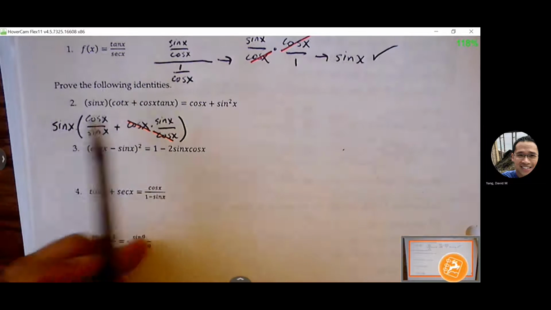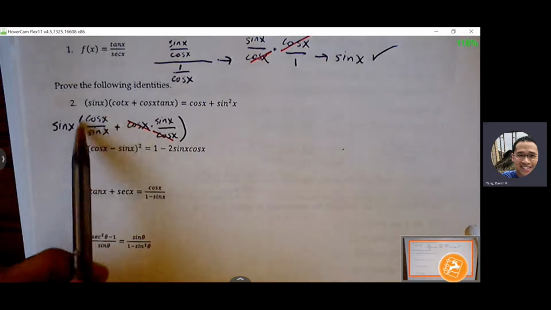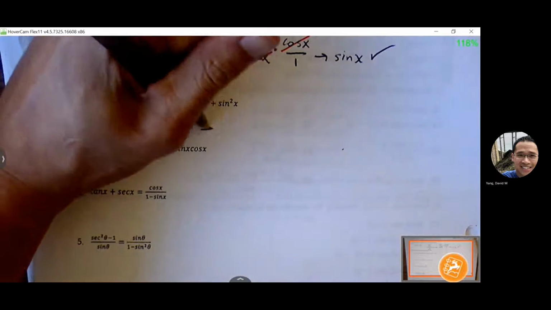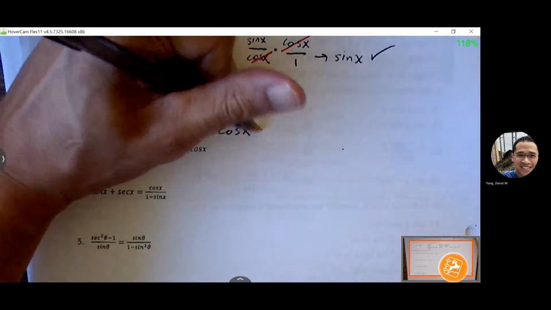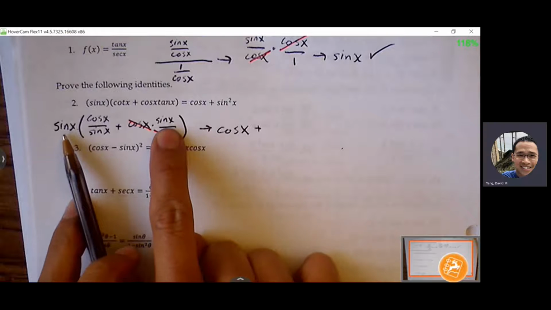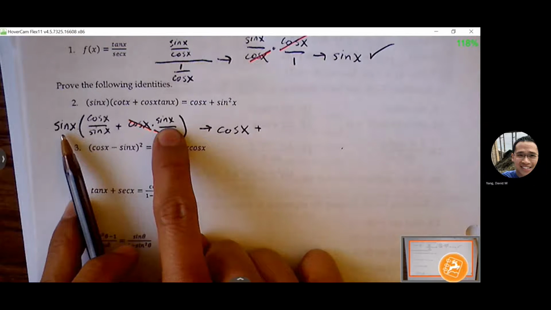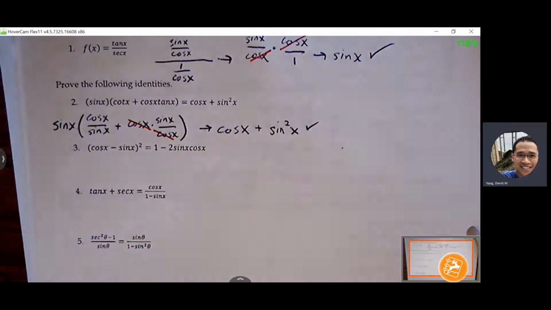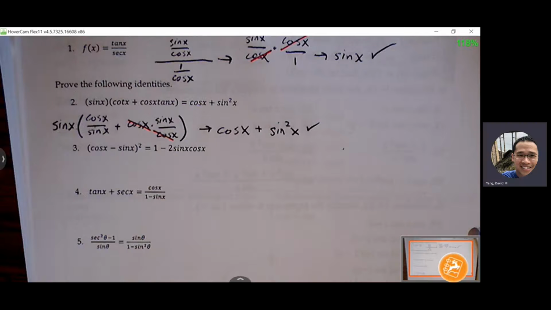Now let's try to distribute the sine x through this. Now the sine through. Sine, sine, sine. It's done because it matches. That's what we're doing for the next few days: just working on identities, trying to play with one side, using properties, moving things around, and trying to work it so that it turns into the other side.